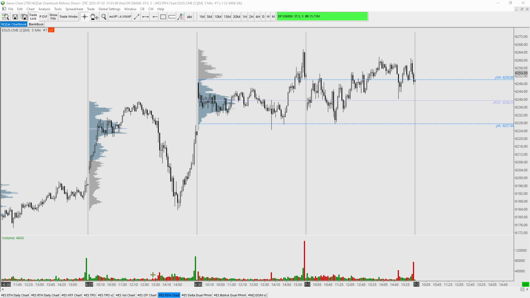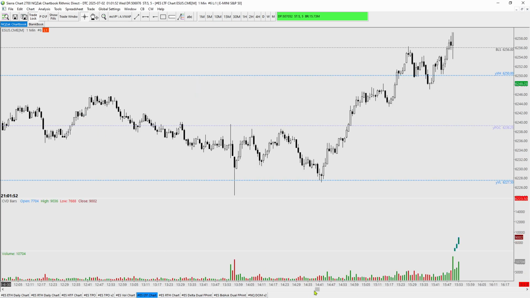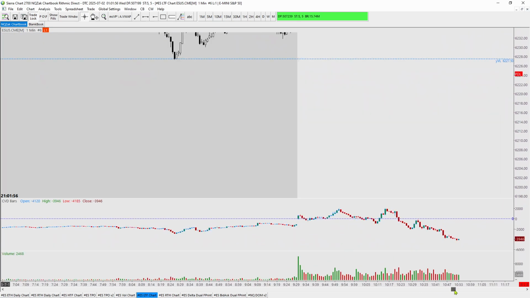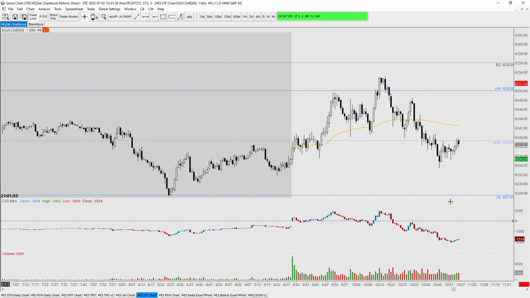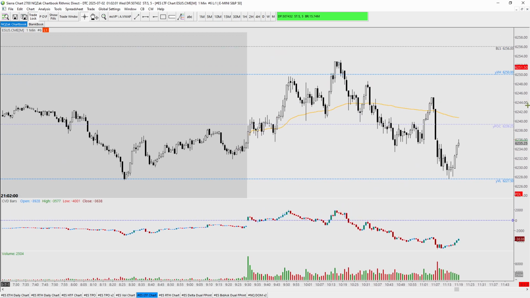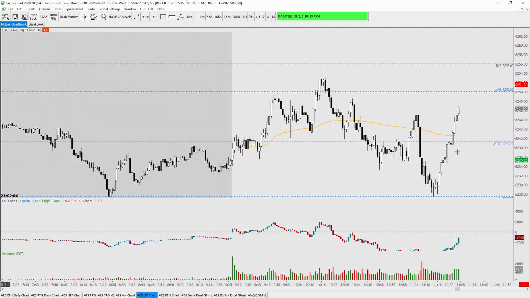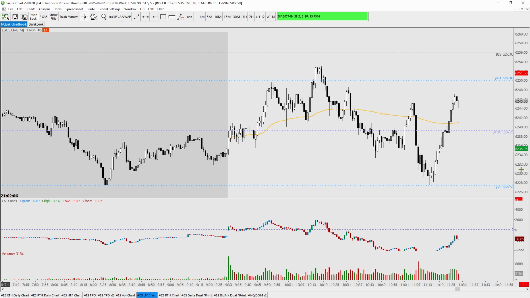Let me zoom in a little bit to a lower time frame chart. And let us go to where the market opened here. This was today, this session we were talking about. Now, when we get more granular, you can see the trade opportunities setting up.